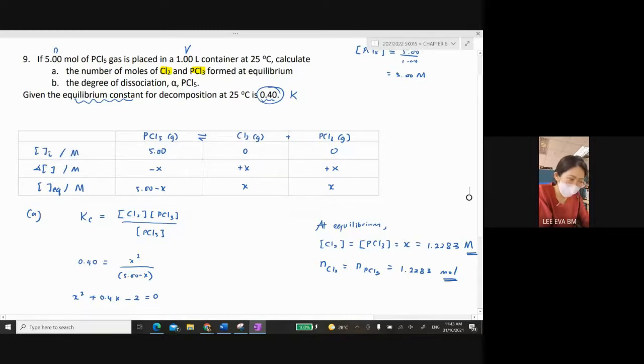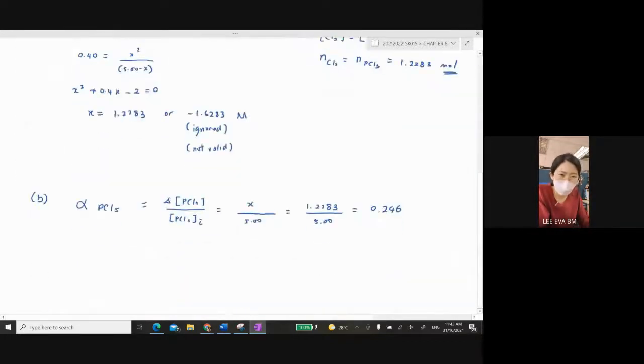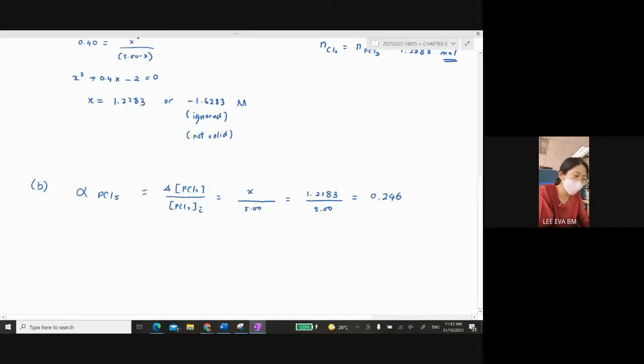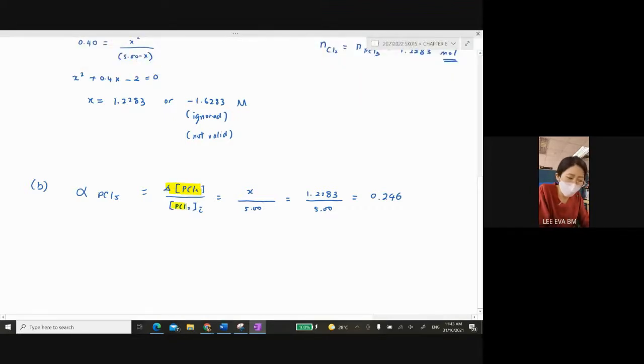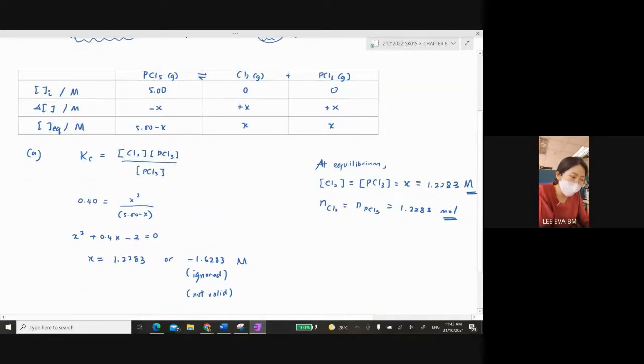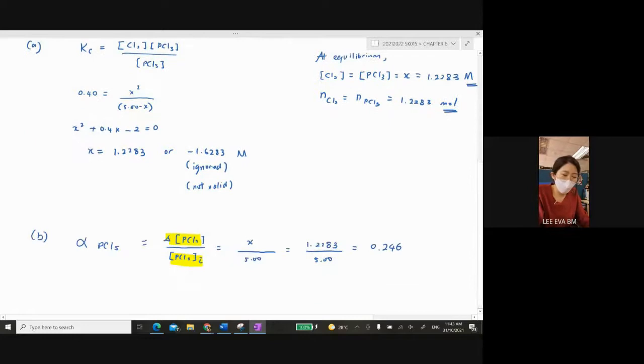Ya. So 9B, sorry, degree of dissociation. Azim, you need to memorize the formula. So degree of dissociation gives you the formula: change in concentration over the initial concentration. Nak tulis dalam ayat boleh, tapi madam prefer dalam simbol. Easier for you to see. Okay, so change in PCl5 concentration, you can refer to the ICE table. Change in concentration of PCl5 give you only 1x. So over here you only have 1x. Okay, initial concentration is 5. So using the value of x 1.2283 divide by 5 give you the value of 0.246.